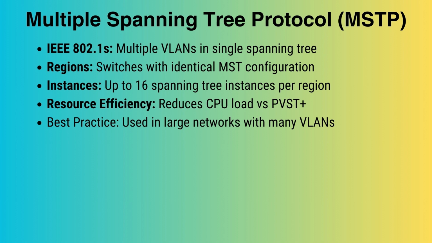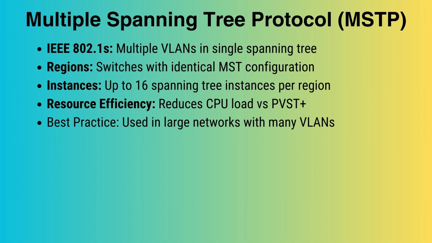Switches in an MSTP environment are divided into regions, where all switches in a region share the same MST configuration. MSTP reduces the CPU load on switches compared to running separate spanning trees for each VLAN, as in PVST+, Per VLAN Spanning Tree Plus. This makes MSTP more efficient for large networks with many VLANs. By understanding MSTP, network administrators can better manage large, complex networks, ensuring efficient operation and optimized resource usage.